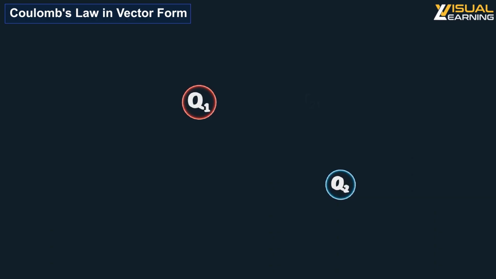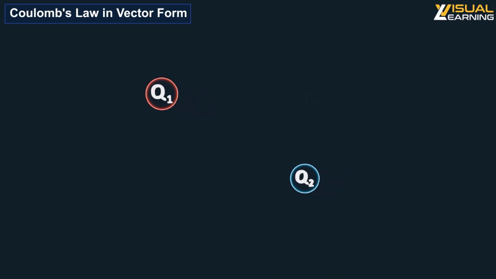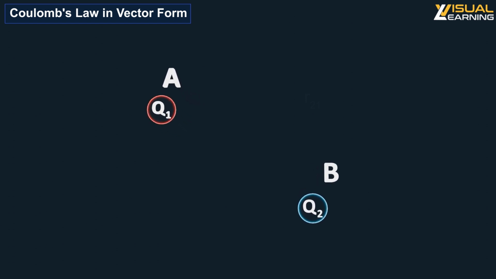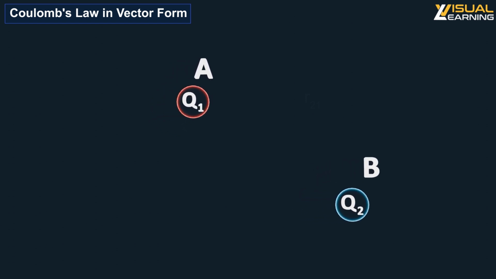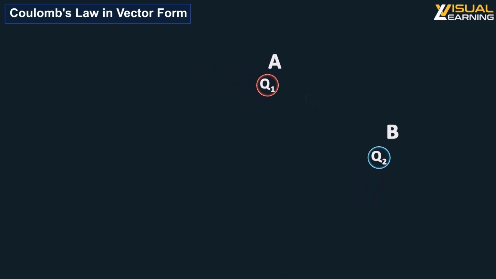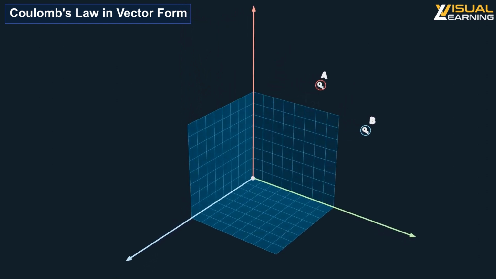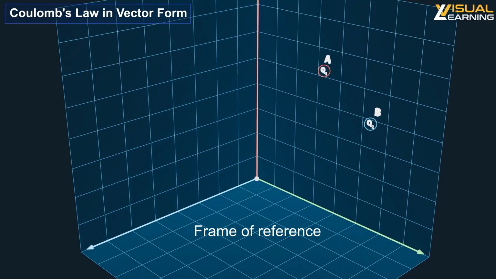vector quantities. Now, suppose there are 2 point charges, q1 and q2, placed at point A and point B in three-dimensional space. These two charges can be similar or different, but in this case, we will assume them to be positive. Since these are point charges in three-dimensional space, we need to define their position using an origin point, from which the reference lines of the x, y, and z axis pass. This is called the frame of reference.